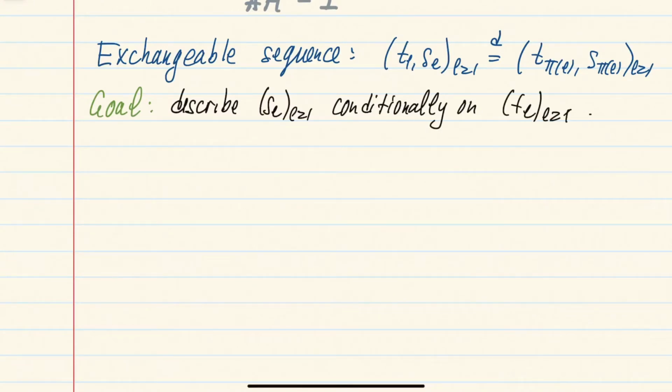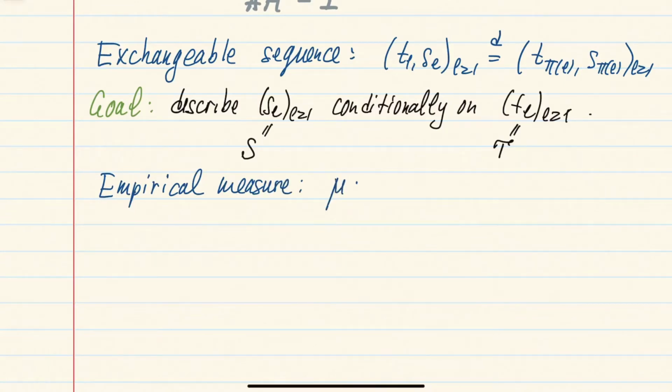Okay, in fact, for convenience of notation, let's denote this entire sequence by S and this sequence by T. And then let's consider an empirical measure of this sequence. So namely, let mu be the limit of empirical measures of these pairs (T_i, S_i). By de Finetti's theorem, we know that this limit exists almost surely, and in fact, conditionally on this measure, the sequence is IID from this measure.